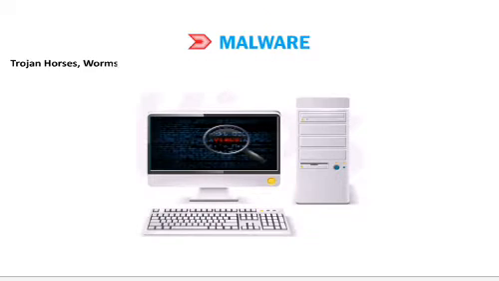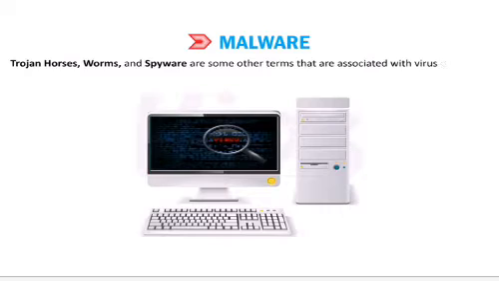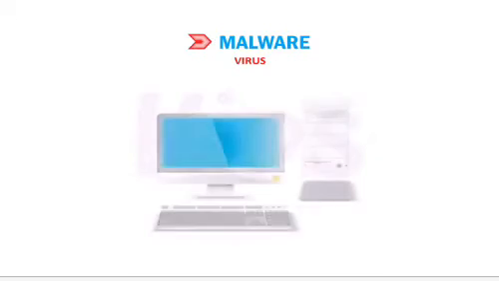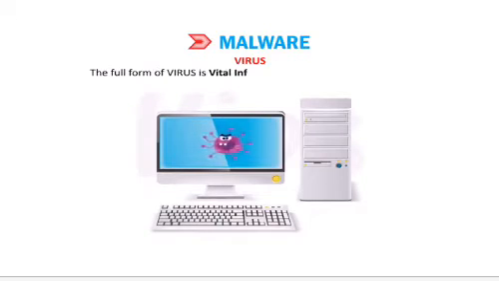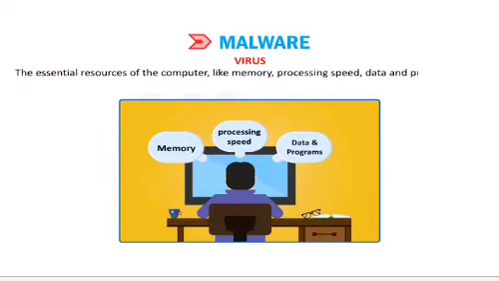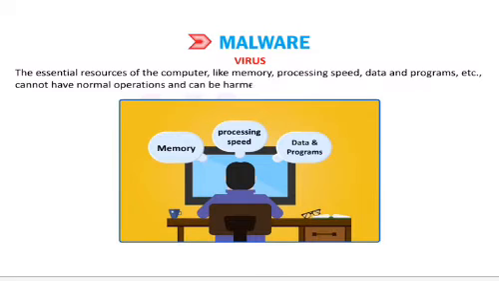Trojan horses, worms, and spyware are some other terms that are associated with virus programs but are actually different from virus programs. Virus. The full form of virus is Vital Information Resources Under Siege. The essential resources of the computer like memory, processing speed, data and programs, etc. cannot have normal operations and can be harmed when virus spreads.